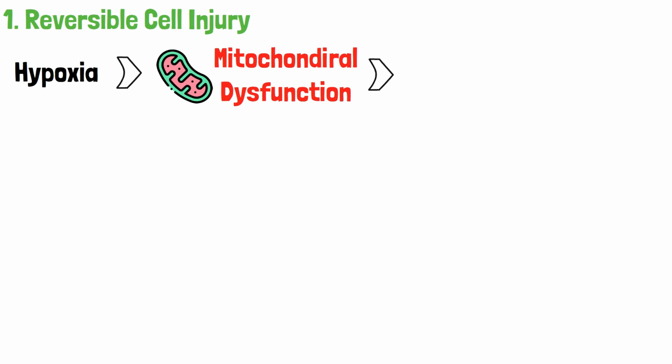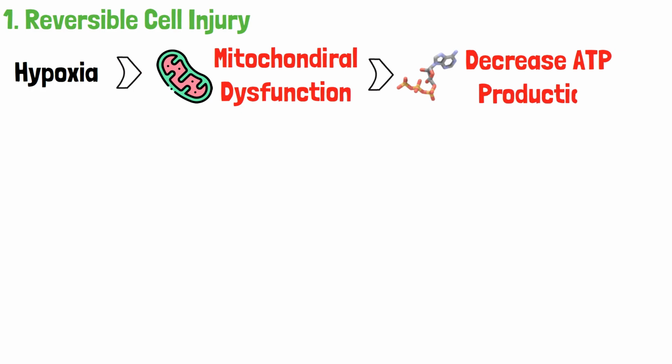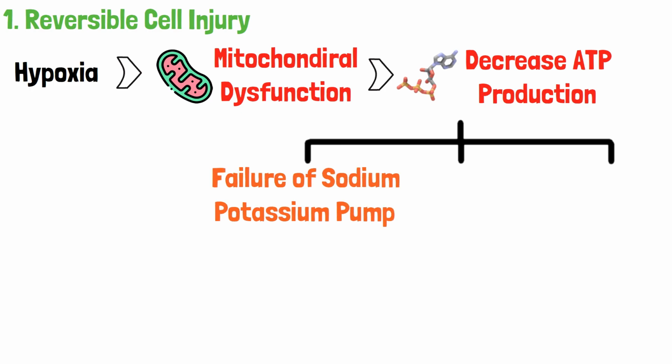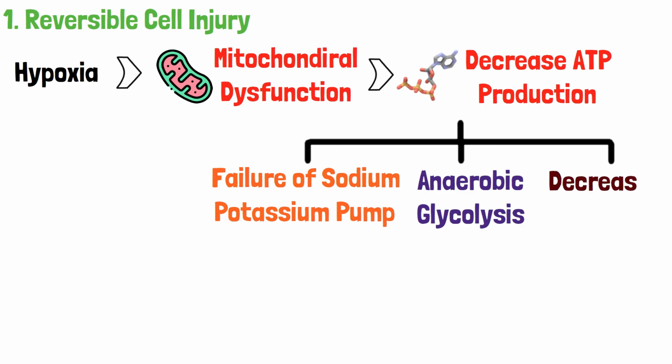One of the main functions of the mitochondria is to produce ATP. So, when mitochondrial dysfunction occurs, there is decrease in the ATP production. Now, the stopping of ATP production leads to three pathological processes: failure of the sodium-potassium pump, anaerobic glycolysis, and decreased protein synthesis. Let's discuss these three processes separately. Starting with the first process, that is the failure of sodium-potassium pump.